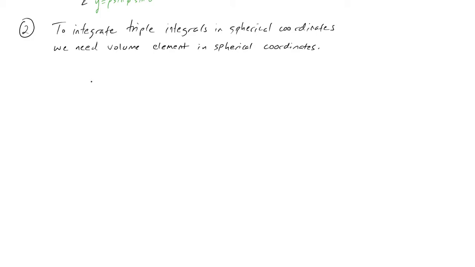So now we're going to talk about triple integrals in spherical coordinates. And to do this, we need a volume element in spherical coordinates. So let me draw a picture to justify the equation for the volume element. So we have a theta and a d theta, and we have a rho and a d rho, and then we have a phi and a d phi.